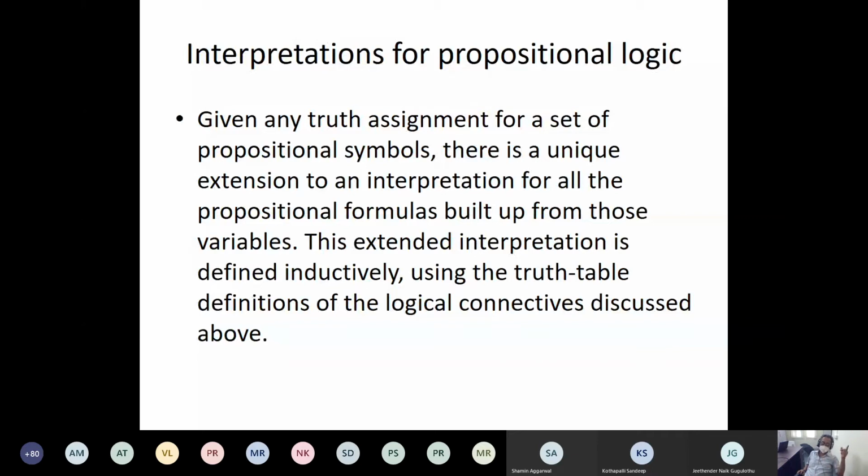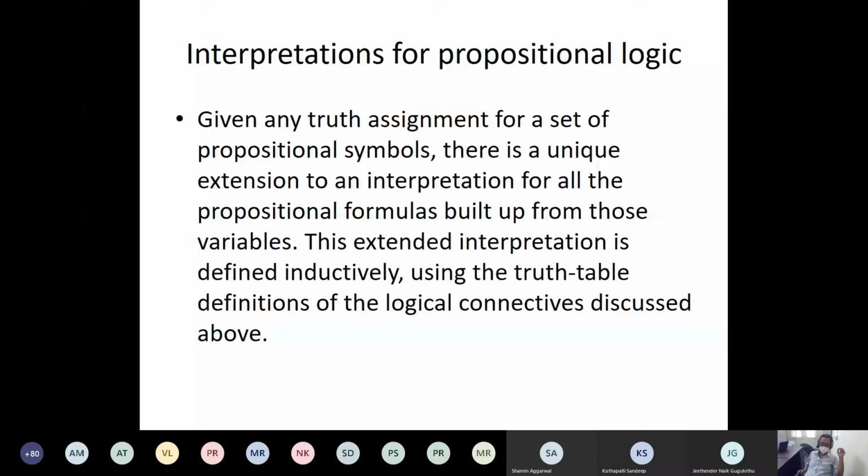Given any truth assignment for a set of propositional symbols, there is a unique extension to an interpretation for all the propositional formulas built up from those variables. If you say that P is true, Q is false, P or Q will be true, and so on.